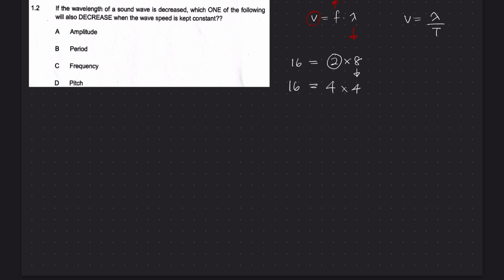So let's start eliminating. Amplitude is out because amplitude obviously is not one of the variables in the equation. Frequency is out. We just saw why frequency is out. And then pitch will also be out because pitch and frequency are related. And then again, by process of elimination, we get period. So period is the answer. And you could test it using numbers like I did, and you see the answer.